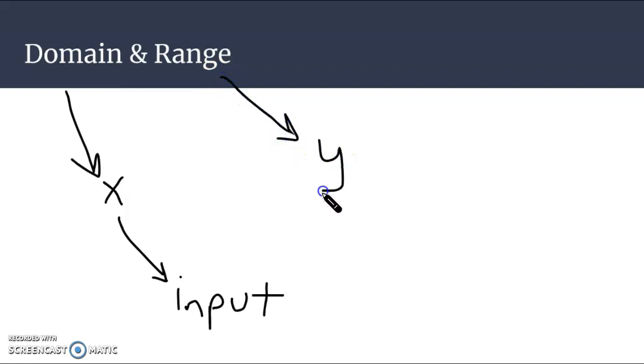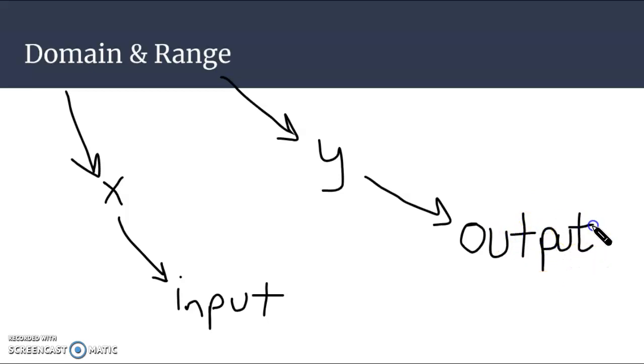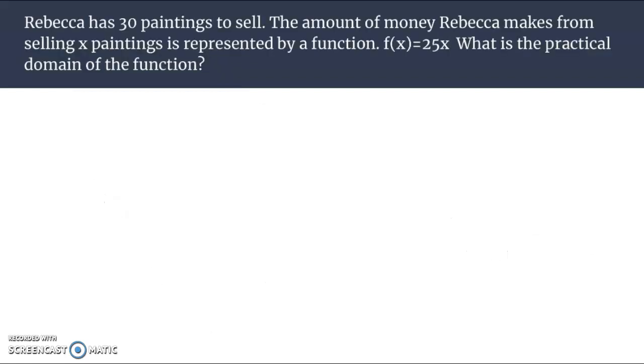Range generally is the y-coordinate, and that's what you get out after plugging input into the function. What are the numbers and values you get out of a function? That's what we mean by input and output. But in today's problems we're going to talk about the restrictions, what we call practical domain and practical range.